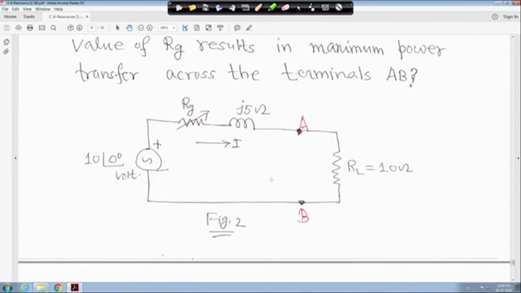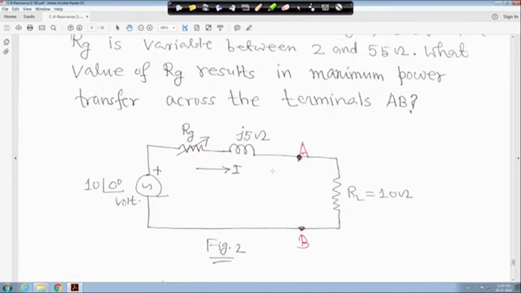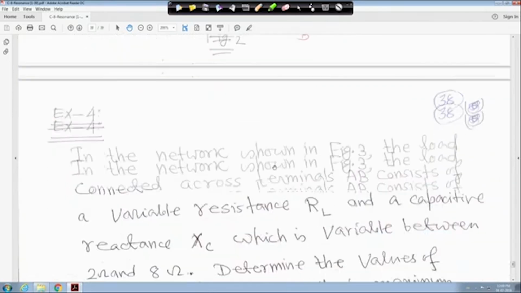I have not solved it here. Actually, I solved it, but I didn't put it here. You solve it. Now example 4.